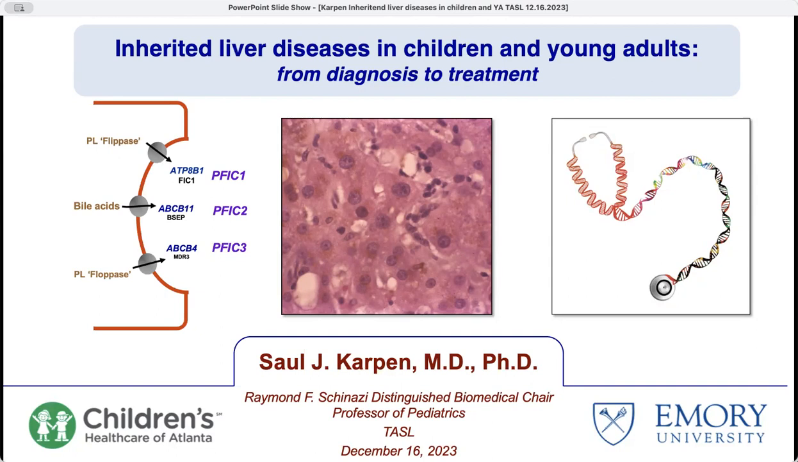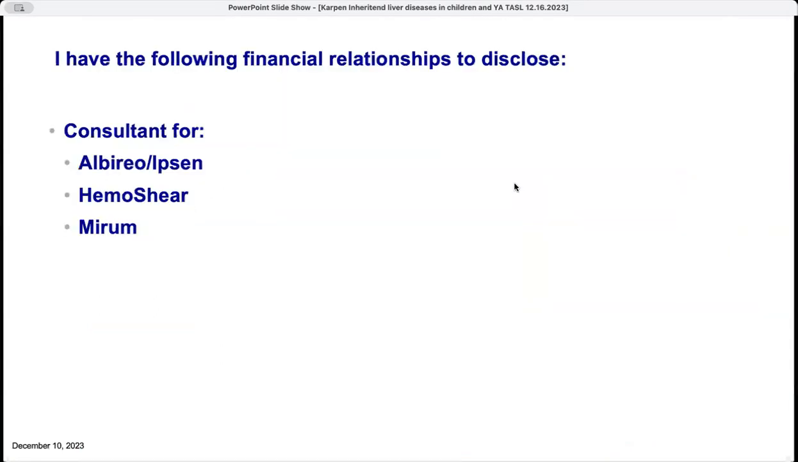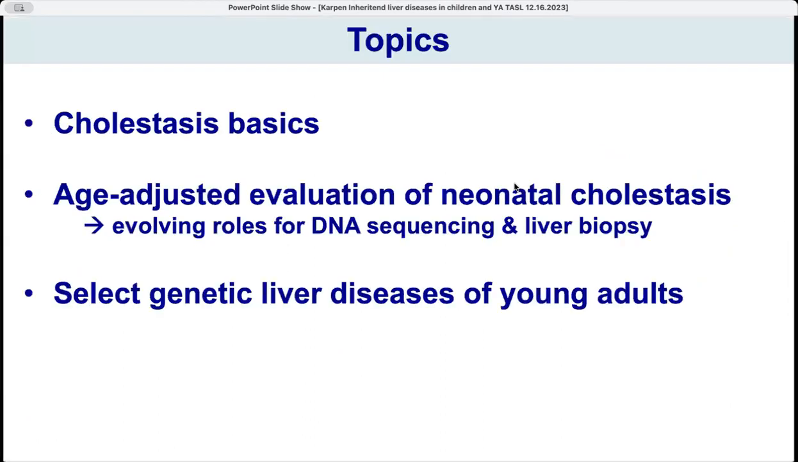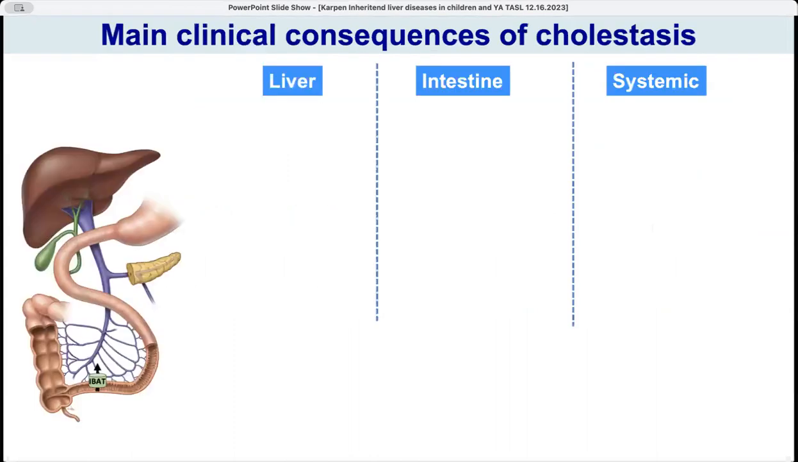My talk is on inherited liver diseases in children and young adults from diagnosis to treatment. These are my disclosures. I really want to focus this talk on these basic topics. One, some basics of cholestasis. Second, some age-adjusted evaluations of neonatal cholestasis. I'm a pediatric hepatologist. And evolving roles for sequencing and biopsy, and then to talk about some select genetic liver diseases of young adults. First, the basics.